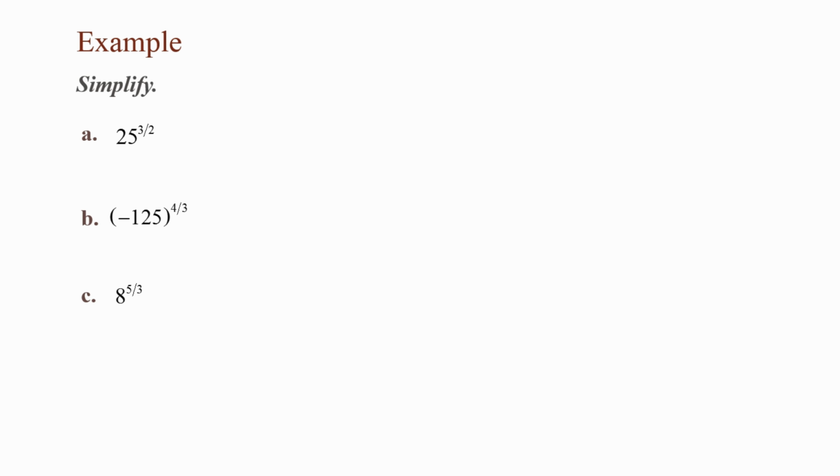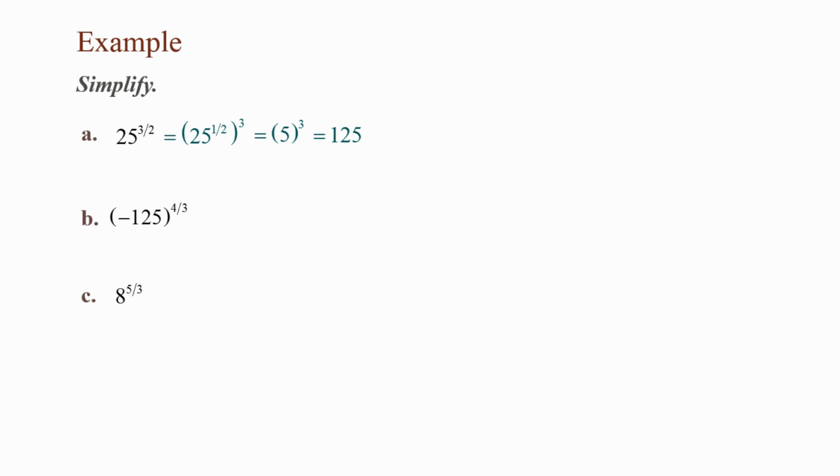Let's start with a, 25 to the 3 over 2 power. First, let's separate our exponent, 25 to the 1/2 power to the third power. 25 to the 1/2 power is 5. 5 cubed is 125.